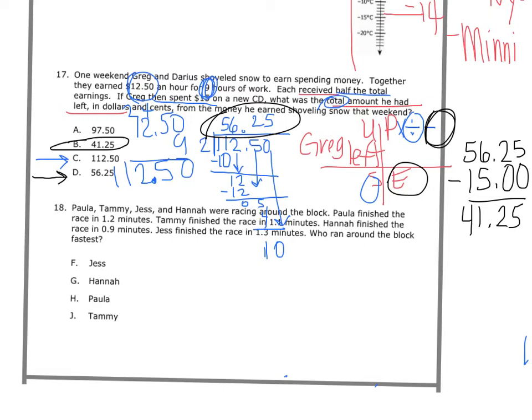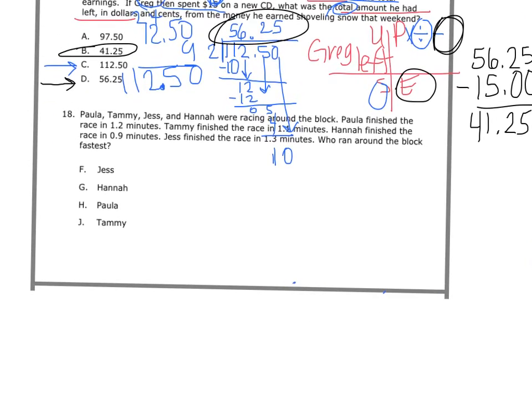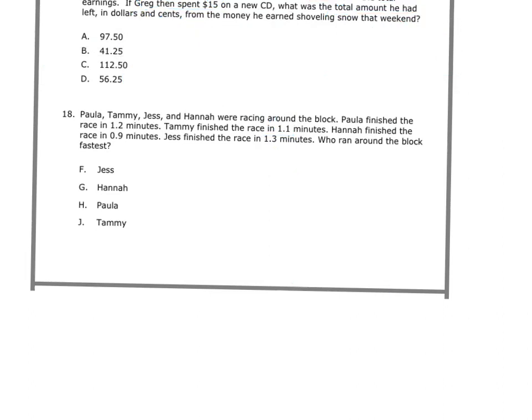Number 18. Paula, Tammy, Jess, and Hannah were racing around the block. Paula finished the race in 1 and 2/10 minutes, Tammy in 1 and 1/10, Hannah in 9/10, and Jess in 1 and 3/10 minutes. Who ran around the block the fastest?